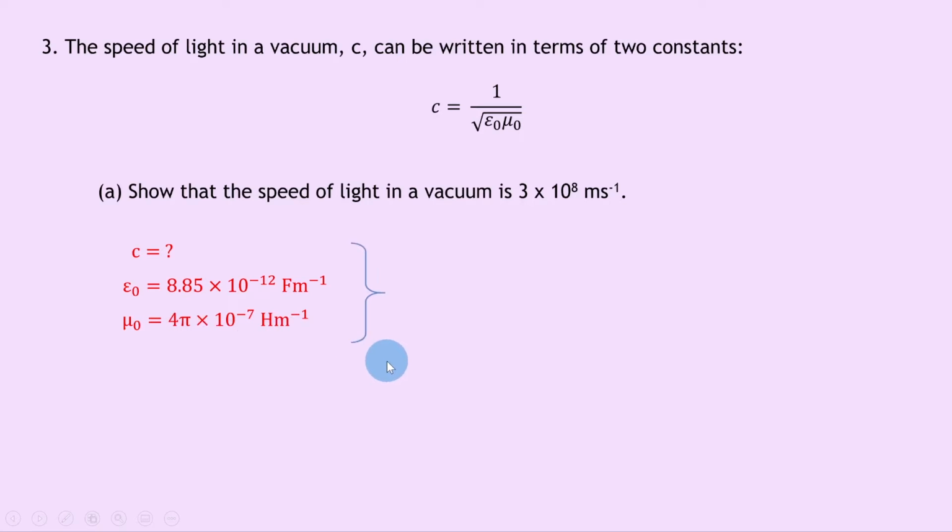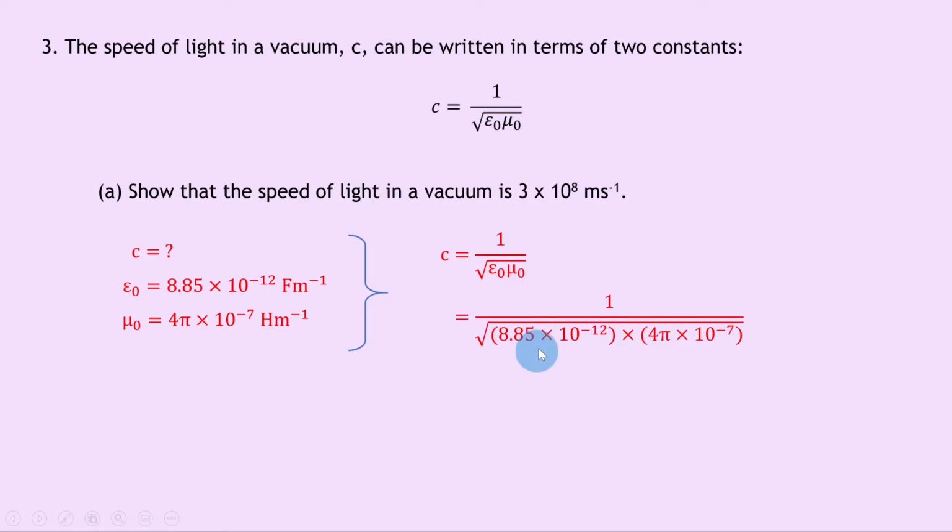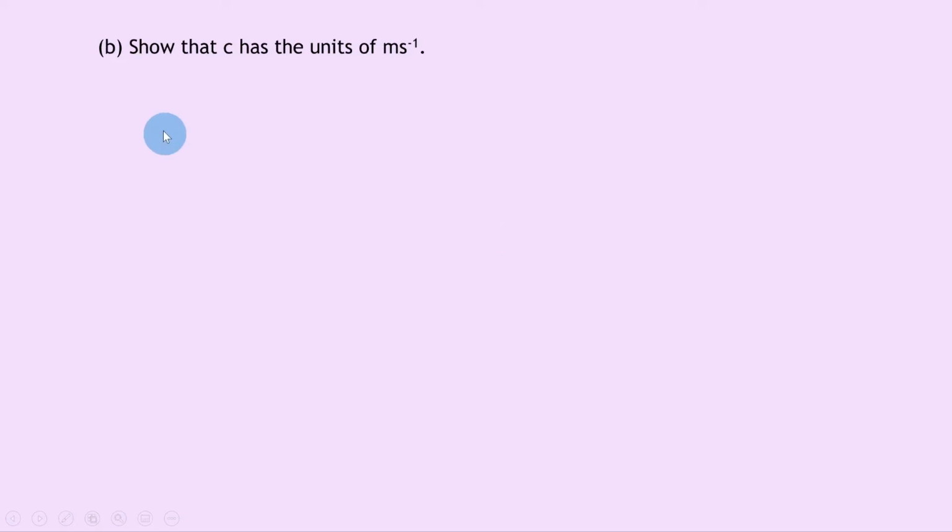We can then write down our equation, so we have c equals 1 over the square root of epsilon naught mu naught. Substituting in our numbers gives 1 over the square root of 8.85 times 10 to the minus 12 times 4 pi times 10 to the minus 7. Putting that into your calculator now, it gives you a final answer of 3 times 10 to the 8 meters per second. Lastly, part B says to show that c has the units of meters per second.